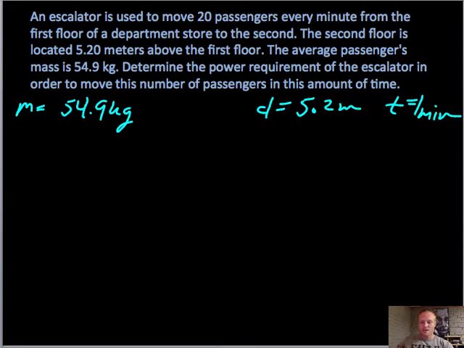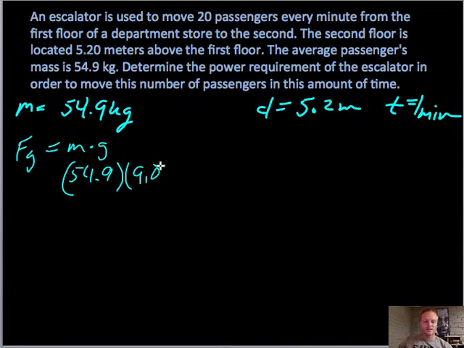Okay, so that's great. Let's first start off with, let's change this mass into something that's more useful for us in terms of force, okay? So remember, the force of gravity equals m times g. So 54.9 is my mass, times the acceleration due to gravity, which is 9.8. And if I do that problem, I get a force of 538.02 newtons. That is for one individual.